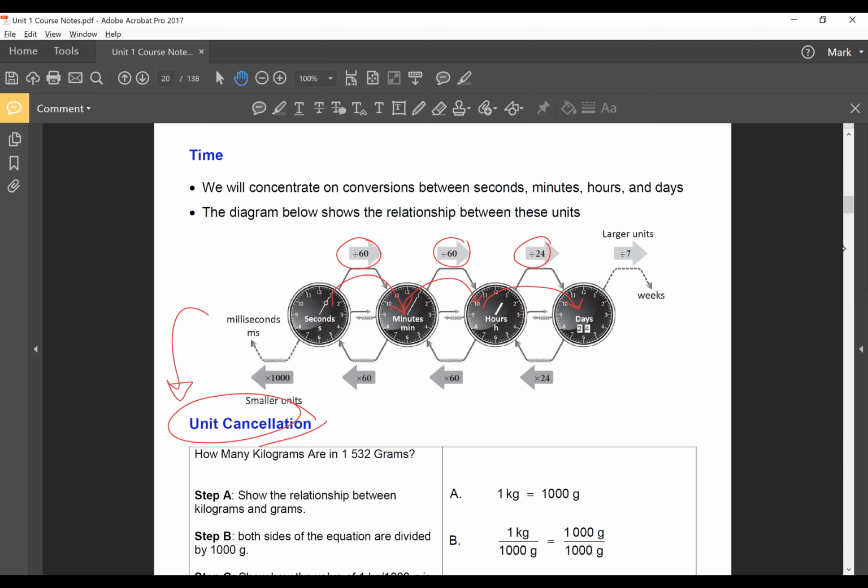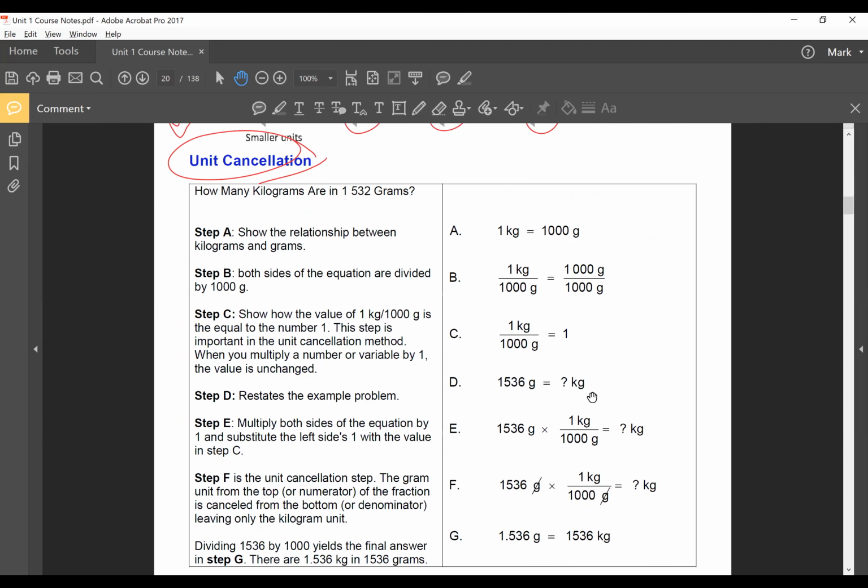Now, if we're going from a larger unit, like days to hours, a larger unit to a smaller unit, you would multiply. So days to hours is 24, multiply. Hours to minutes, you would multiply by 60, and minutes to seconds, multiply by 60 again. When you get into something like milliseconds, you are actually using the metric system, but that's not for this course. So we'll talk a little bit about time in a minute.